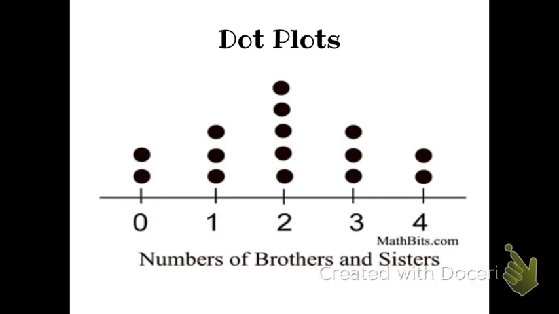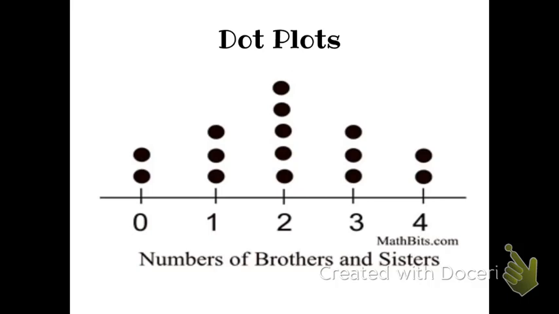So each dot represents one person or one number. So if I was to ask you, what is the mode of this data? Mode would be the most popular, most common. So mode is the most common. Okay, so which one is the most common number of brothers and sisters? Two, right? Because there were 5 people who had 2 brothers and sisters.